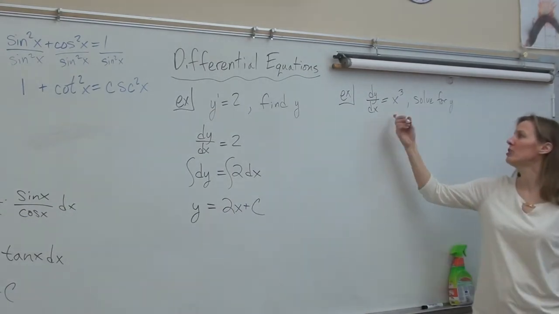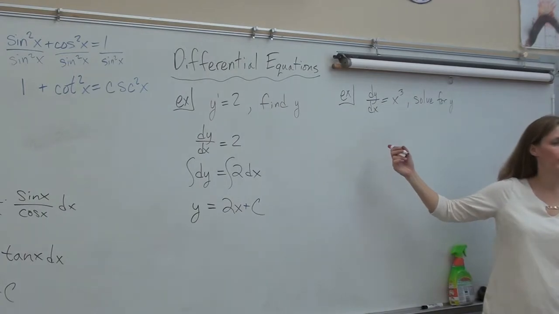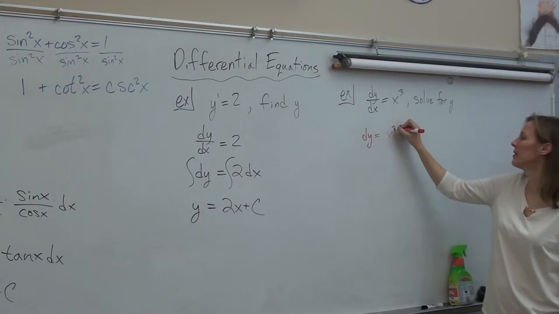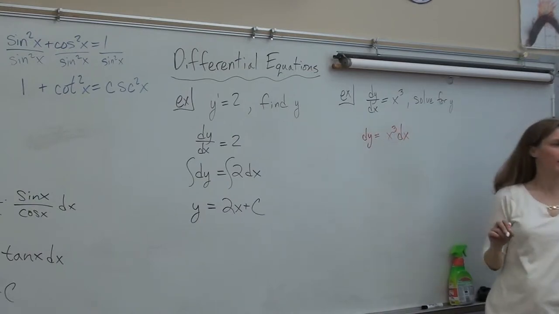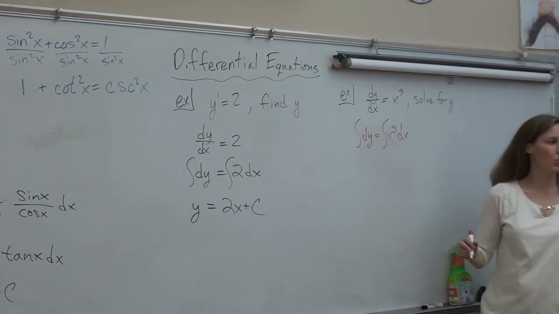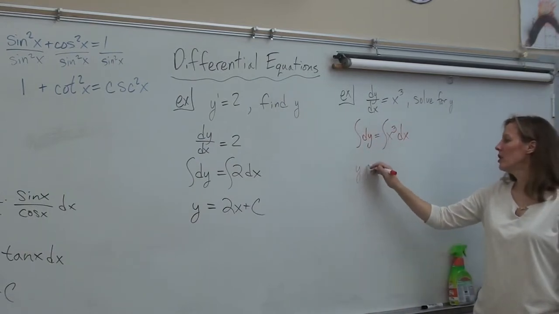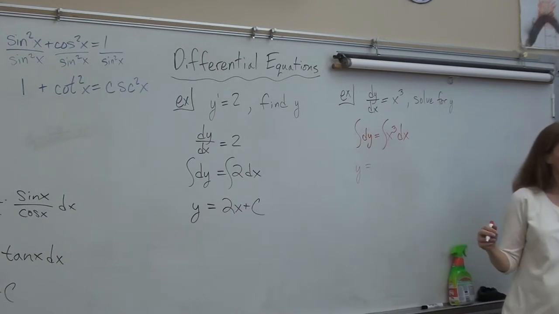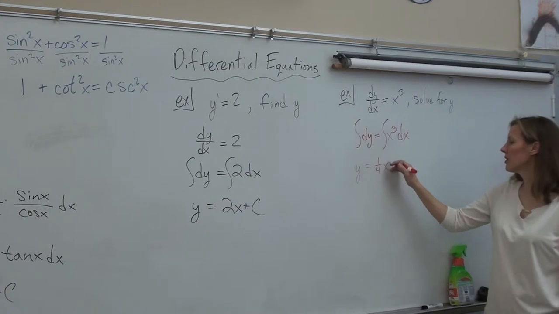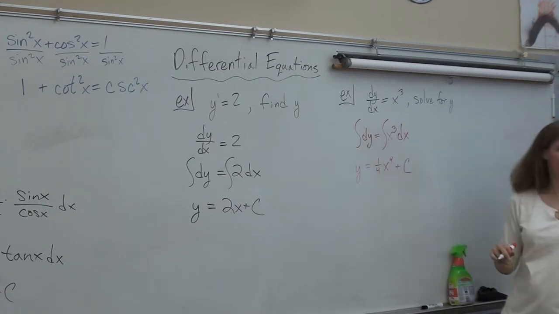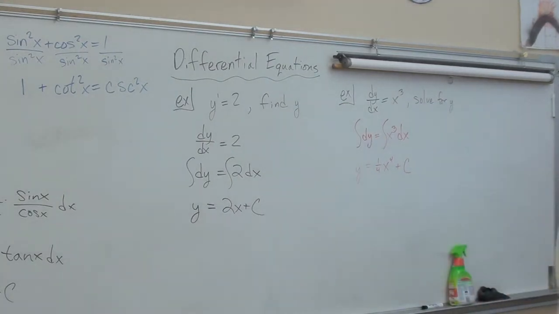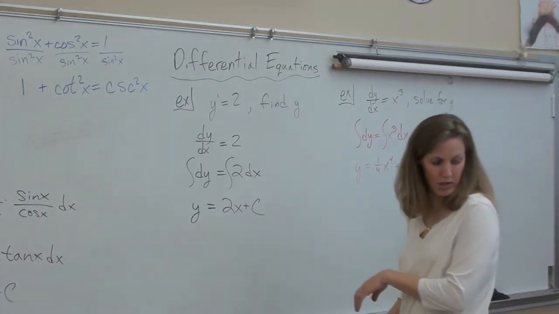Alright, so what should we do first for this one? Multiply by dx. So we're going to move that dx to the other side. Take the integral, put an integral symbol on both sides. What's the integral of dy? Y. What's the integral of x cubed? X to the 4th divided by 4. Sure, 1/4 x to the 4th plus c. Done.